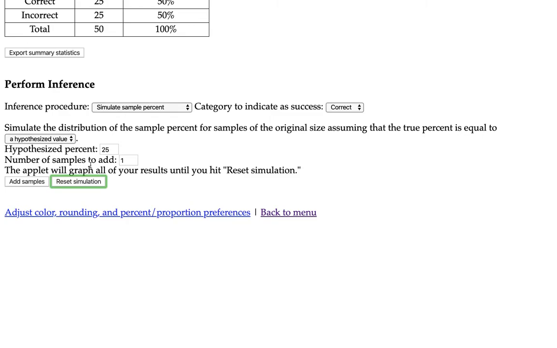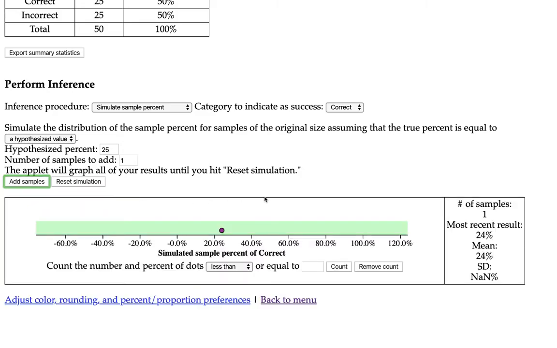When it says number of samples to add, that means the number of tests for Jake to take. So right now, Jake is just going to take 1 test. So let's see what happens when Jake takes his first 50 question test. His first 50 question test looks like Jake's score was a 24%. Remember, Jake's a random guesser, so 24% is pretty close to getting 25%.